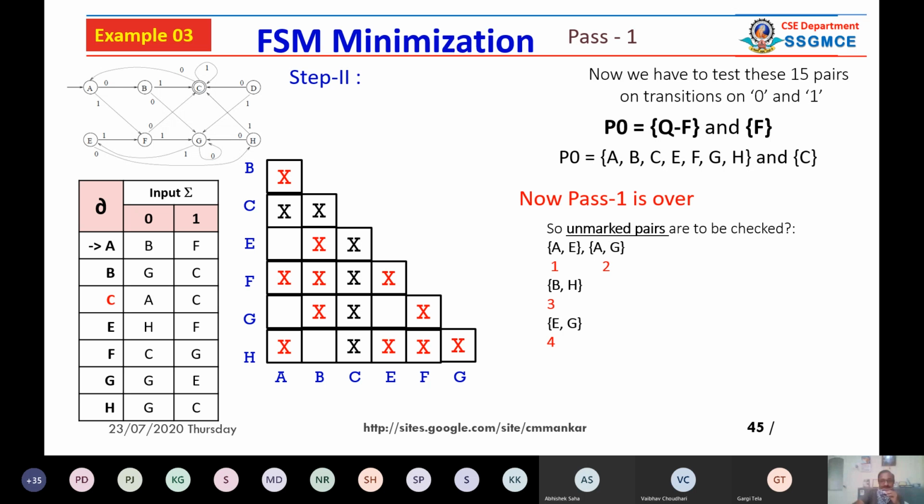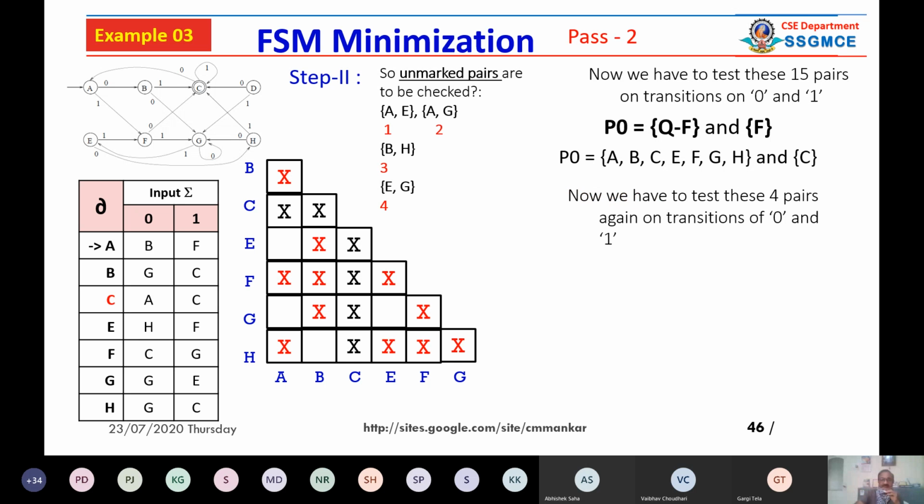So here only 4 squares are there, right? Blank squares are there. So we have marked them 1, 2, 3, 4: AE, AG, BH, and EG. Now we have to check again on transitions 0 and 1, what happens, whether they go in same or different sets. So I have shifted it here. Now we are going to test these 4 pairs against transition 0 and 1.